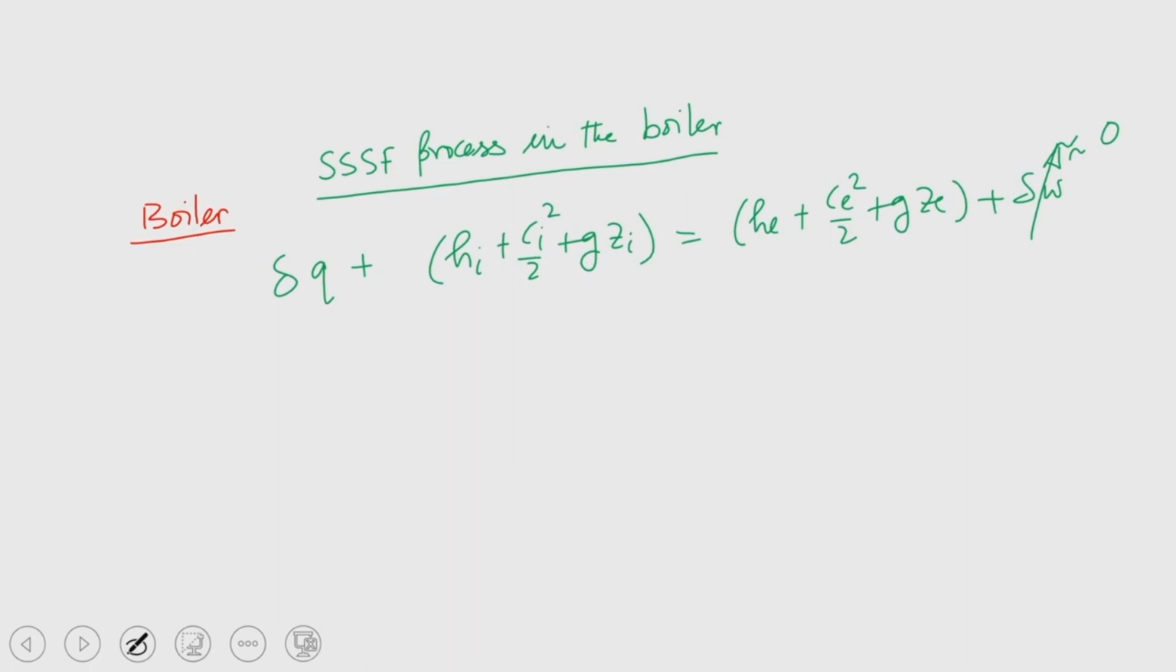And also, if we consider that the changes in kinetic energy and potential energy are negligible.